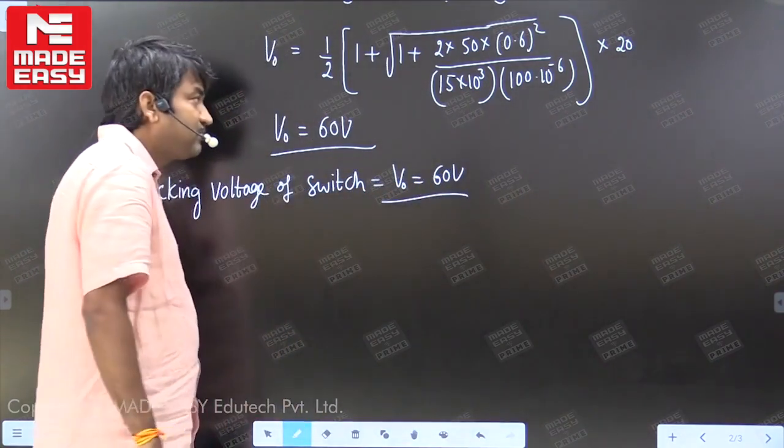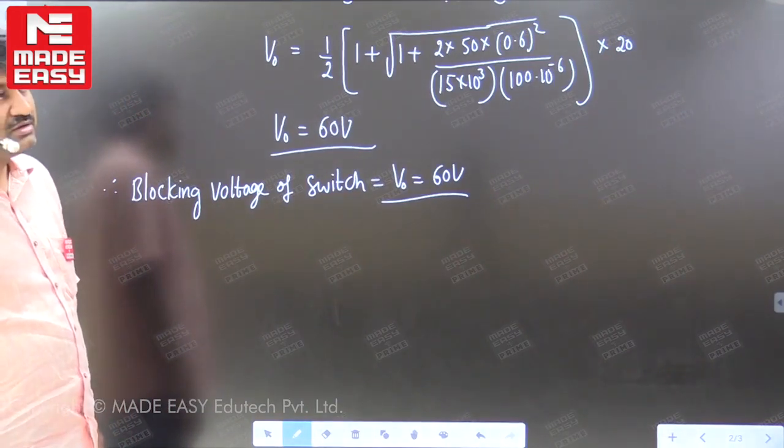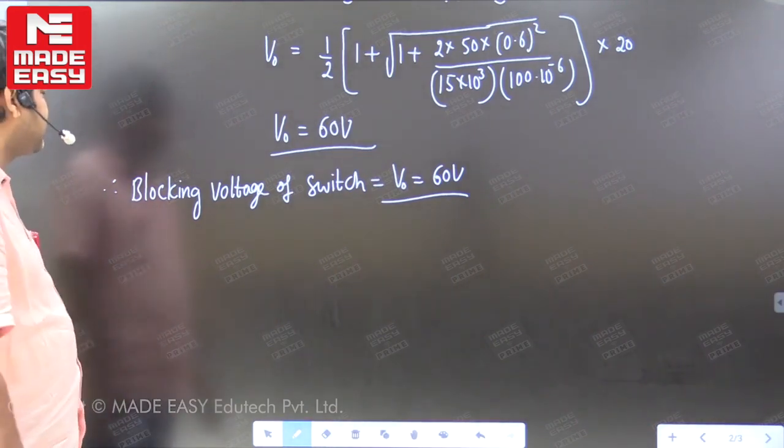The important point here is, first we have to cross examine whether it is continuous or discontinuous. To cross examine that, we found I minimum. I minimum we got negative. That means it should not be continuous conduction.